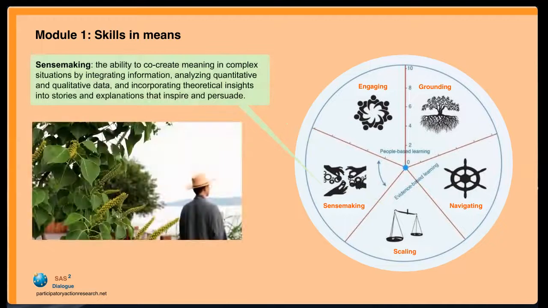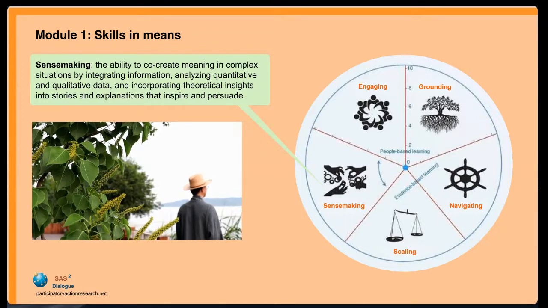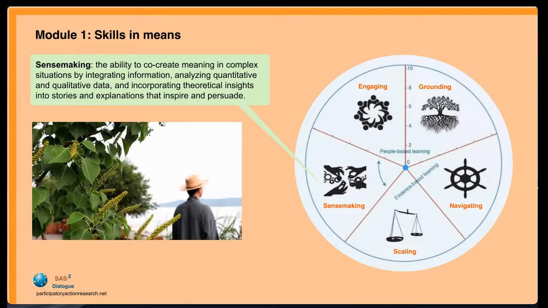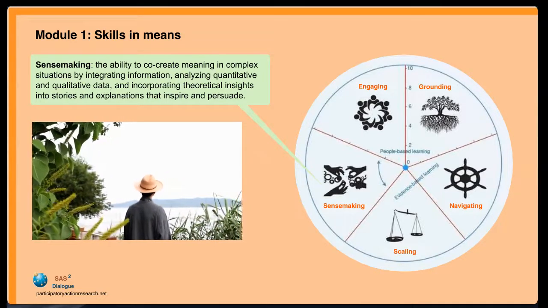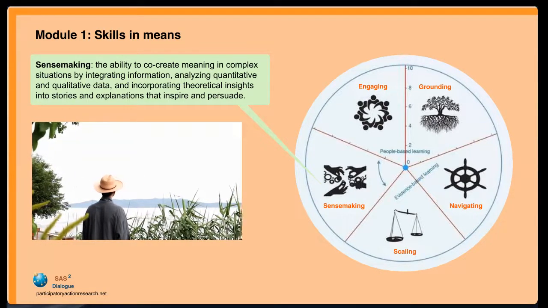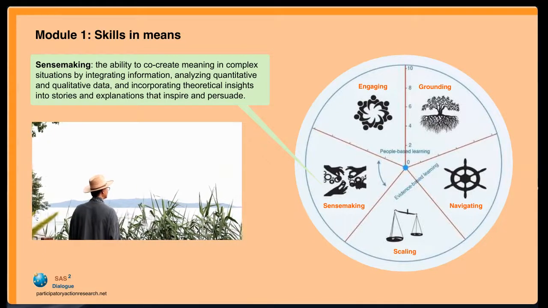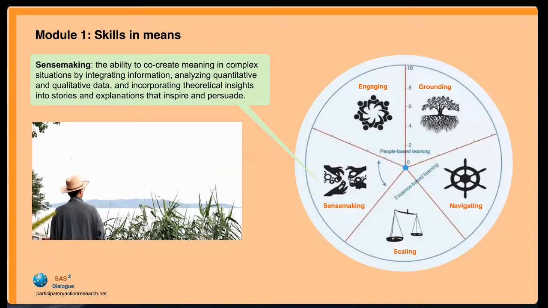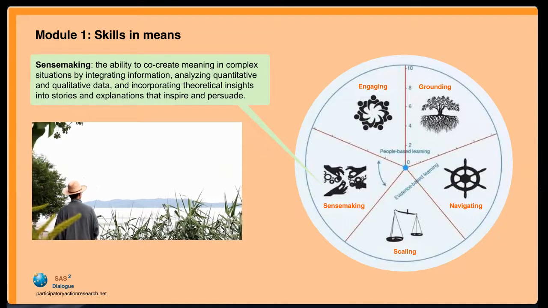Sense making is the skill needed to co-create meaning in complex situations. Meaning emerges by integrating information and analyzing quantitative and qualitative data. It also involves incorporating theoretical insights into stories and explanations that inspire and persuade. When conducting a participatory inquiry, the task of analyzing and interpreting research should involve the people that provide the data and information. It should also acknowledge the language and concepts that people use or create to make sense of their own reality.